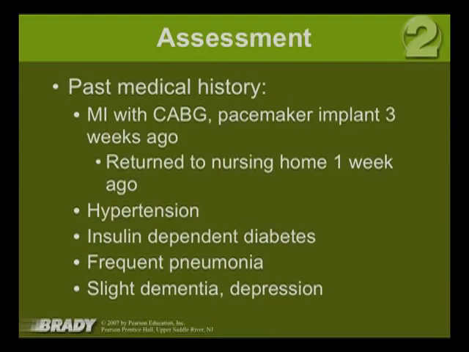His past medical history: he has an MI with CABG. You might hear the term referred to as CABG, coronary artery bypass graft. He had a pacemaker implanted 3 weeks ago, and he just returned to the nursing home 1 week ago. He has a history of hypertension, high blood pressure, and he's an insulin-dependent diabetic. So, of course, hopefully you're gathering an AccuCheck at this time, too, just to rule that out. He has frequent pneumonia, slight dementia, and depression. Again, these are all things that we discuss as possible causes, possible things to look out for when we're considering his mental status.